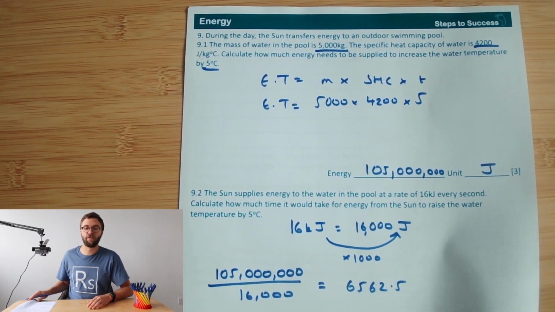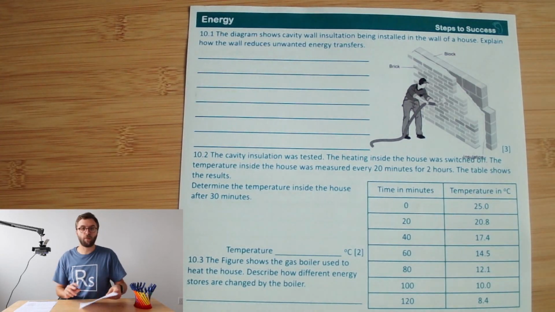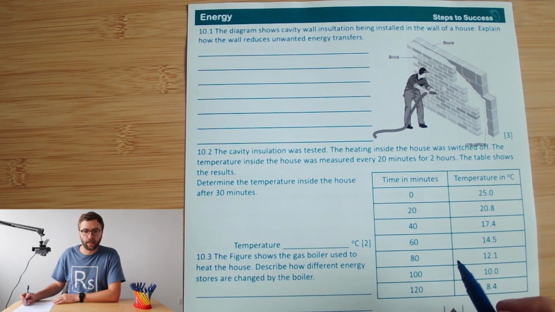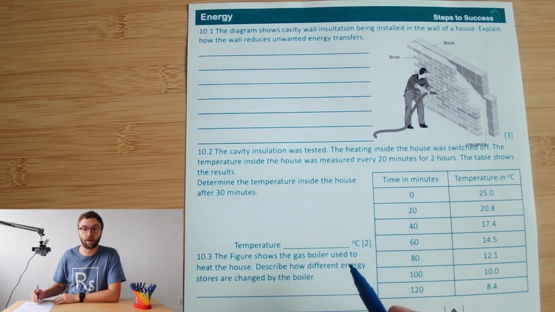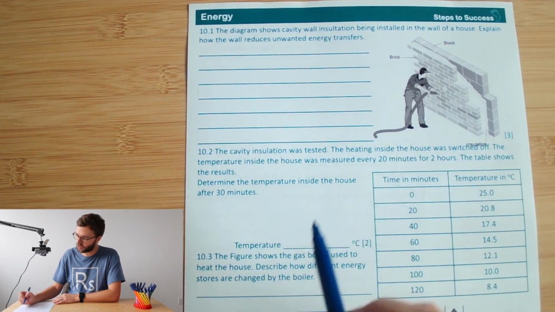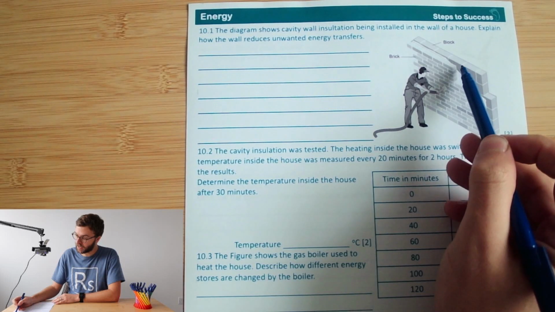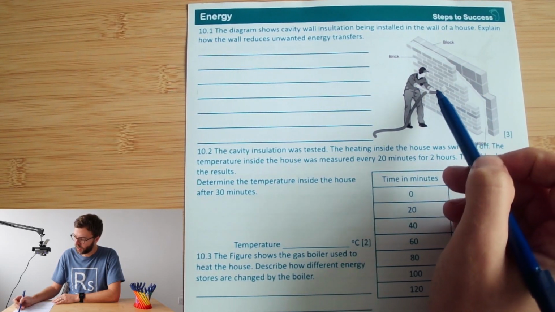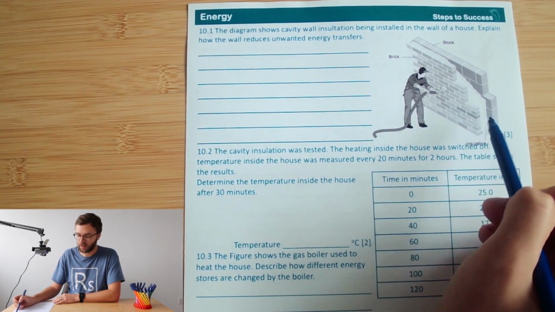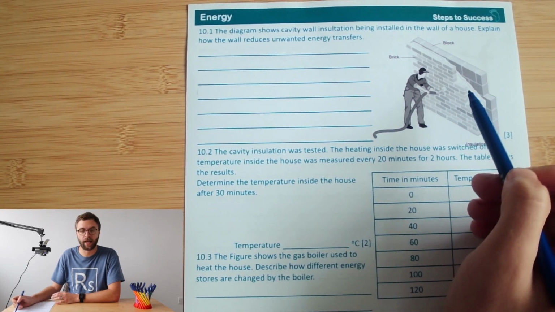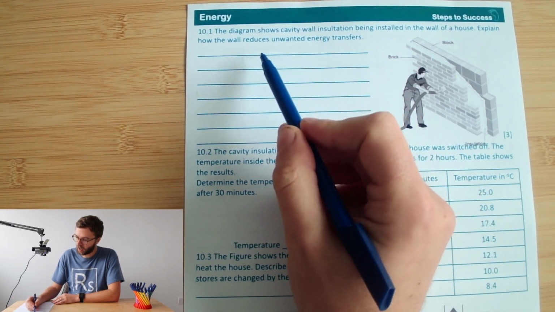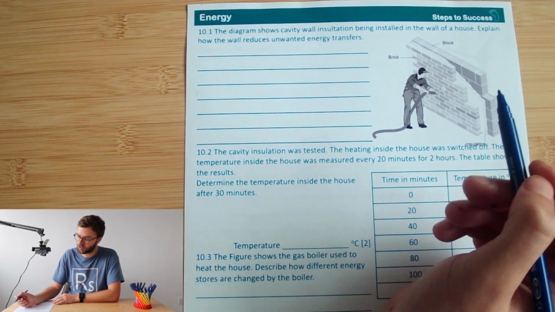Yeah, we're whizzing through loads of questions. Let's keep going on with question number 10. In question number 10, we're looking at this diagram of the cavity wall insulation being installed in the wall of a house. So we've got the two layers of the house, 2 bricks and this gap inside, and this person is pumping in insulation into that gap in between. Explain how the cavity wall reduces the unwanted energy transfers.